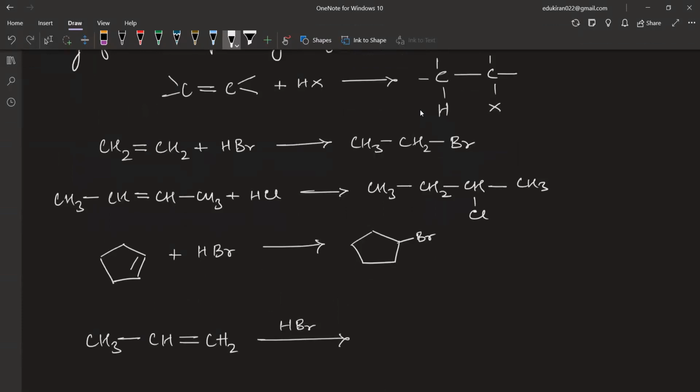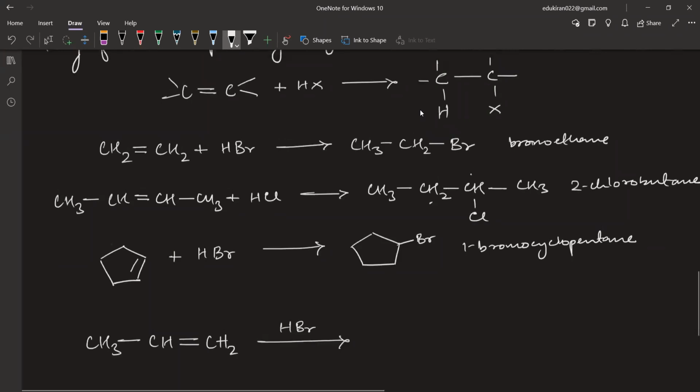Even if you add the hydrogen here or here, and the Br here or here, wherever you add the Br, it doesn't matter. You are going to get the same product, that is bromoethane. Here, whether you add the chlorine in this carbon or this carbon, you are always going to get 2-chlorobutane. If you add the bromine in either carbon, you are going to get 1-bromocyclopentane.